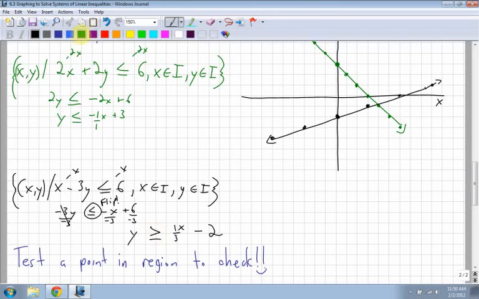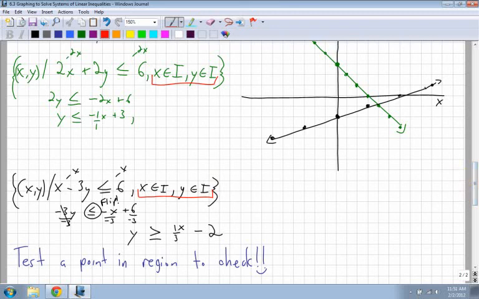Notice this time that I have y is an integer and x is an integer. I'll just note that right here in red. Also down here, x is an integer and y is an integer. That means that when I'm shading, I'm not going to shade everything. Only put dots. Remember that from the last section.